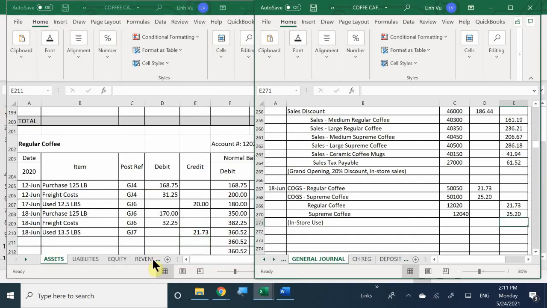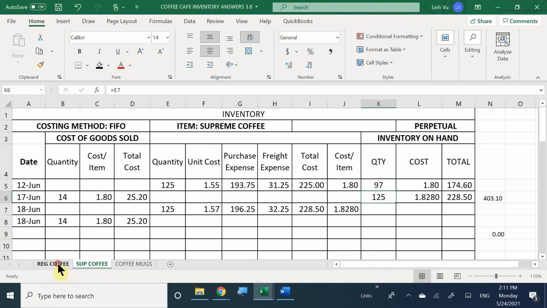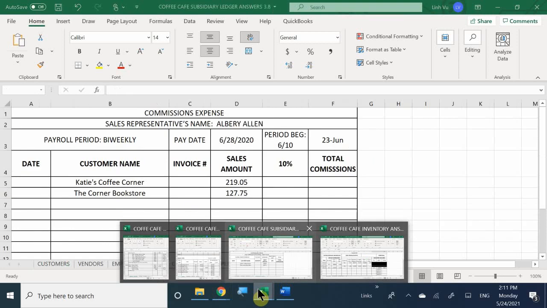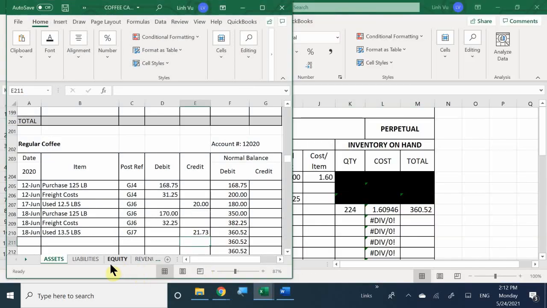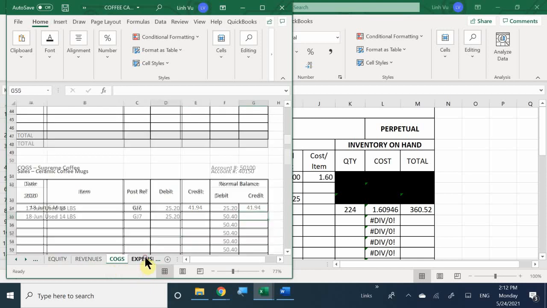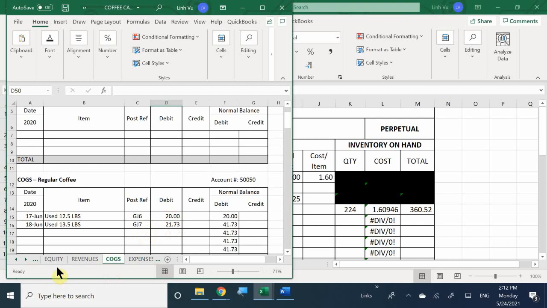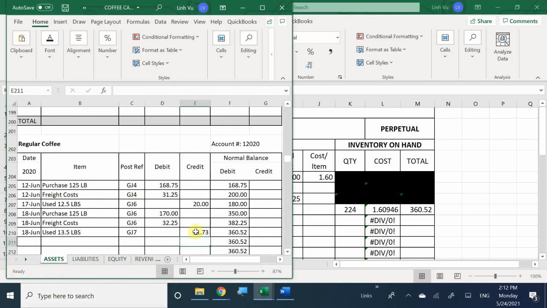So on my journal, I have it at 73. On my inventory worksheet, I have it 73. And then where else did I place it? In my ledger. 21.73, yep, good there. Okay, so here I am, 21.73. So what's my running balance? 360.52, which is exactly what we solved in our inventory worksheet.